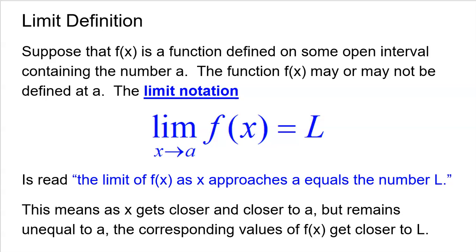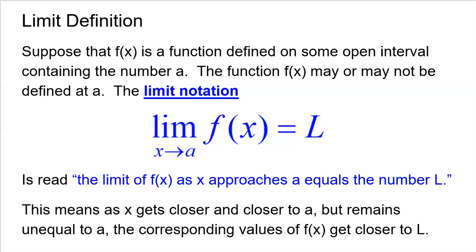Suppose that f of x is a function defined on some open interval containing the number a. The function f of x may or may not be defined at a. That doesn't matter. Maybe there is a point at a, or maybe there's not. But the limit notation is this: the limit of f of x as x approaches a equals L. And it's read exactly how I just said it: the limit of f of x as x approaches a equals the number L.